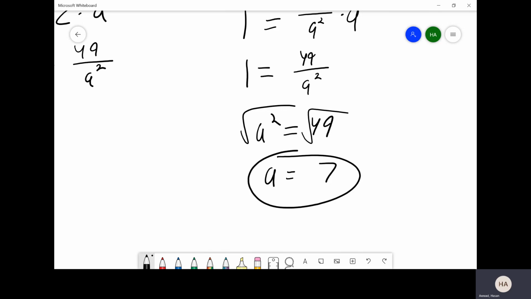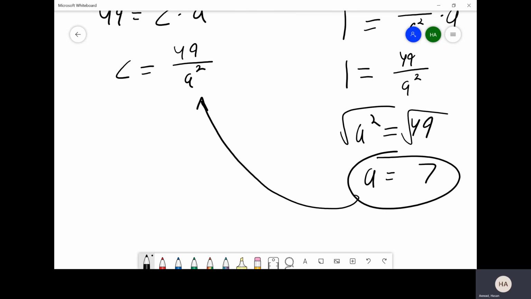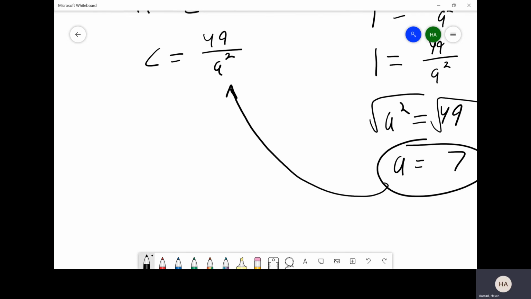And now that you have an exact number for a, you can take this number for a and plug it back in and figure out what c is. So c is equal to 49 over a squared, which is 7 squared. And that's 49 over 49, which is equal to 1. So either way, regardless of how you did it, you can get the same answers. c is equal to 1 and a is equal to positive 7. It doesn't matter what order you do it.